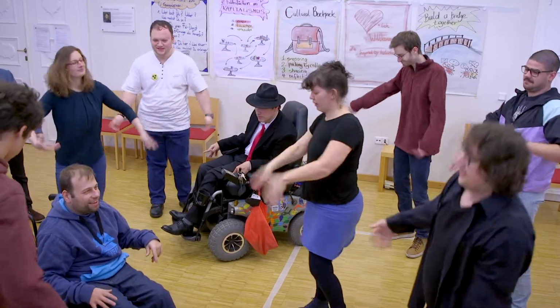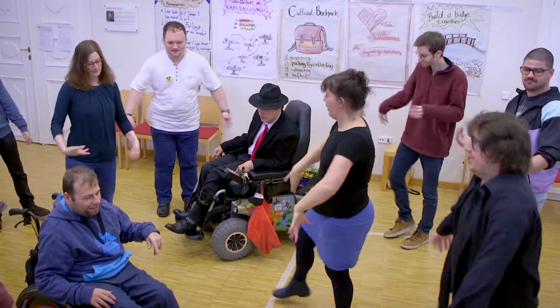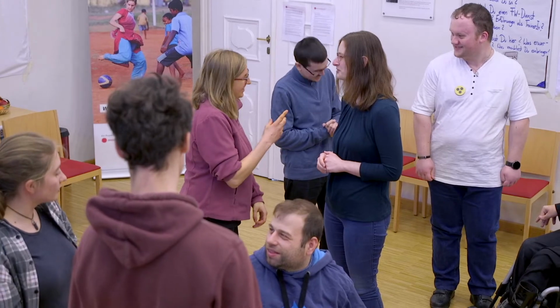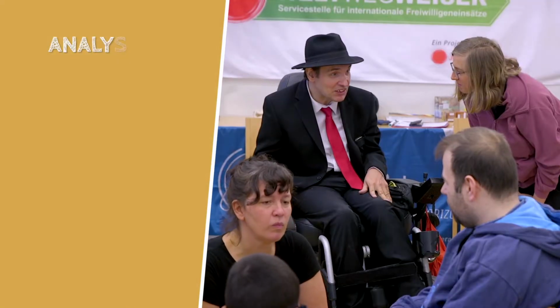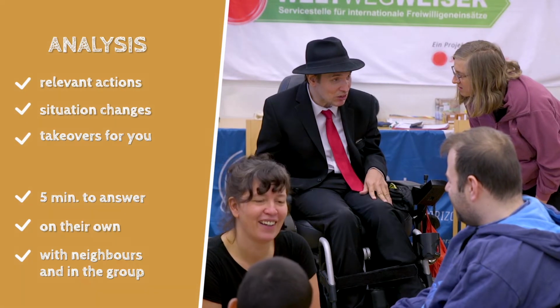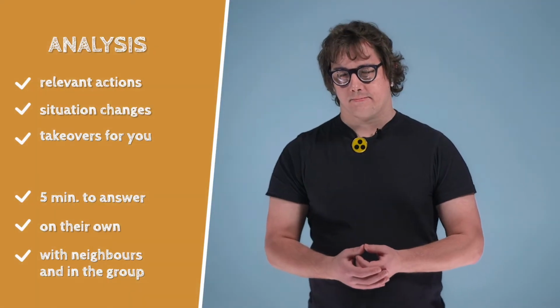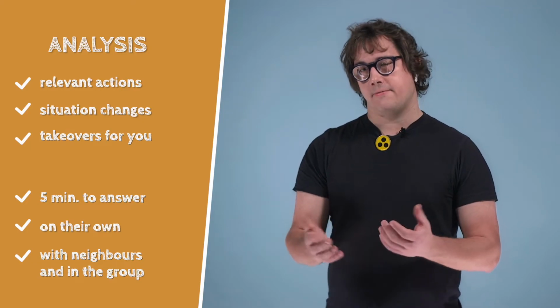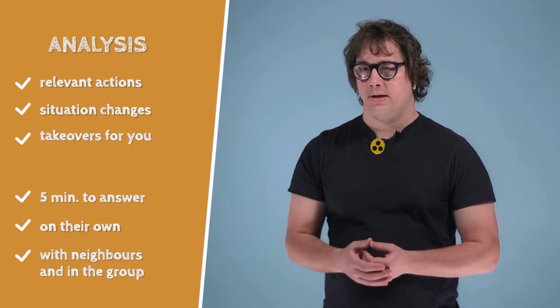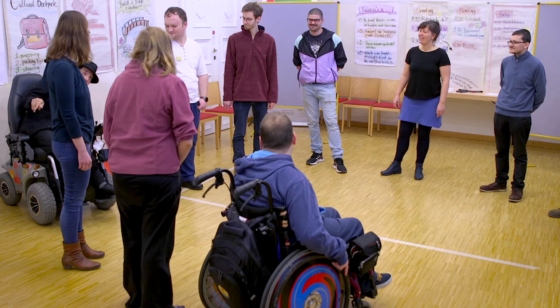Debriefing. Before the final reflection, do a small exercise with the participants to shake off the roles. Shaking or tapping the body is possible. Finally, discuss the following questions. Which actions did you find relevant that changed the situation? Which ones would you like to take over for yourself? Give the participants 5 minutes to answer them, first on their own, then with the person sitting next to them, and then in the whole group.